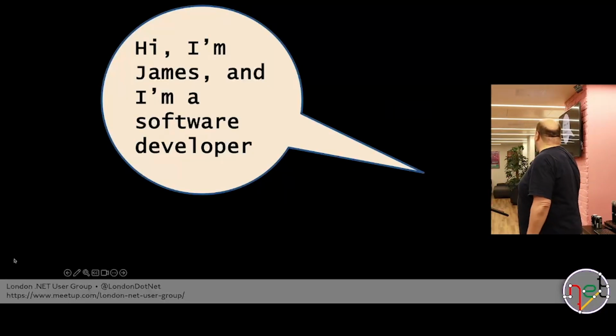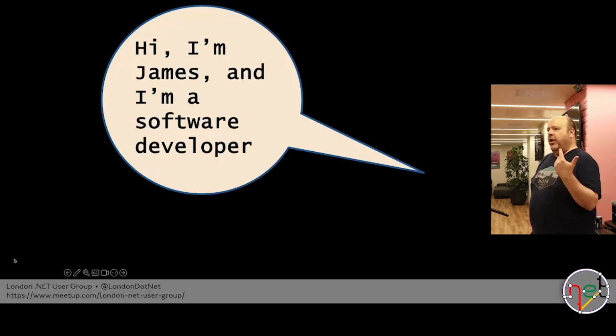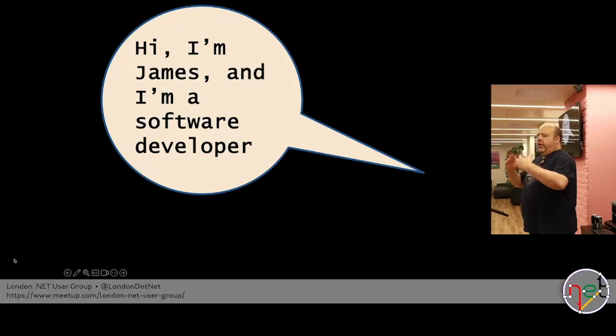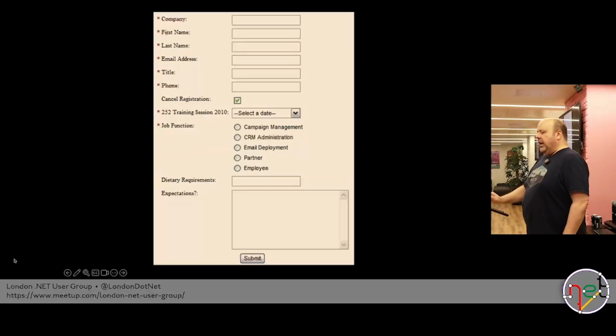Okay, there we go. I guess I'm going to have to do this the hard way. Hi, like I said, I'm James. I'm a software developer. So as a software developer, there are things I'm good at, and there's things I'm not so good at. I'm great at writing code. I'm great at sort of things.